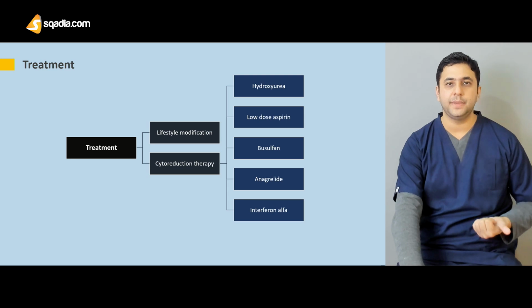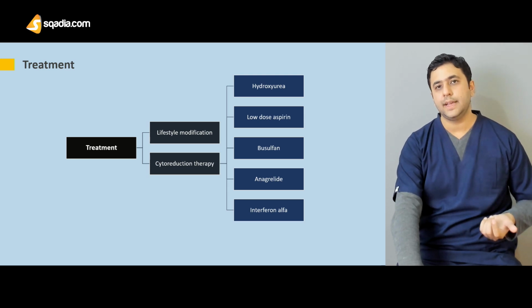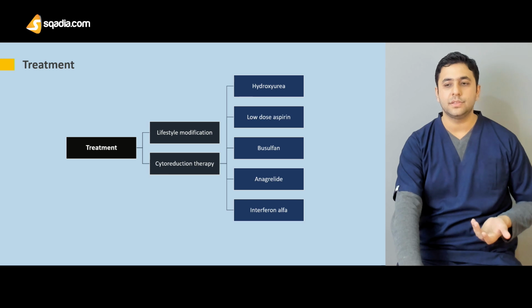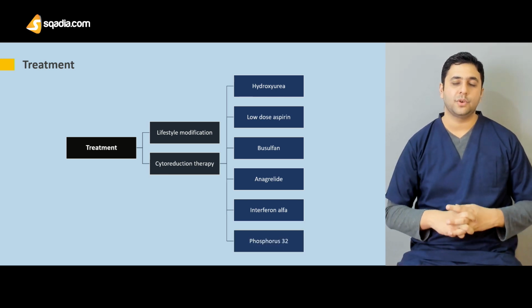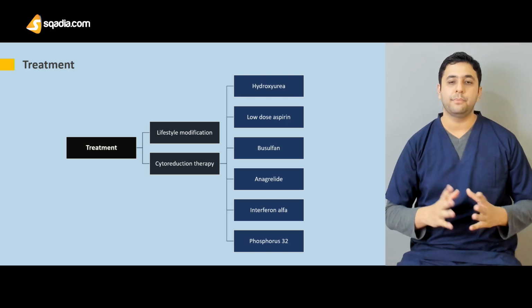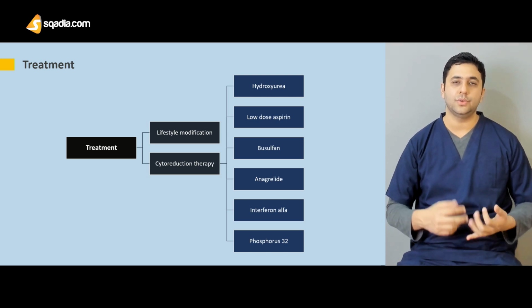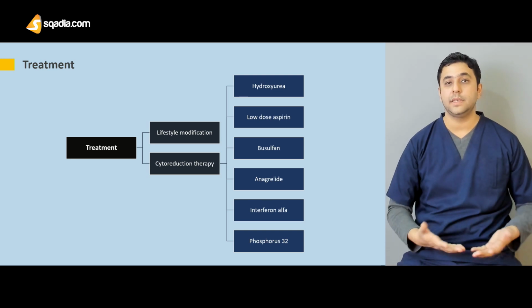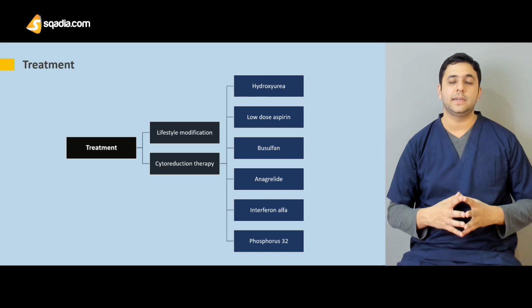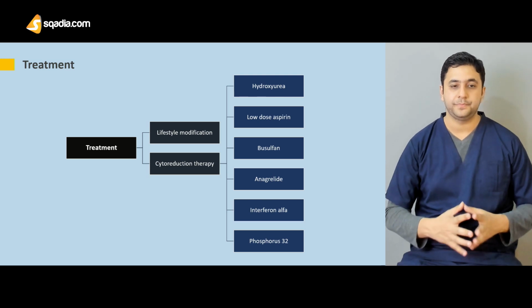Interferon alpha, or PEG interferon alpha, has also been used historically with mixed results. Similarly, certain phosphorus products like phosphorus P32 have also been used. So the important ones to keep in mind here are hydroxyurea, aspirin in low dose, or in certain high-risk patients we might have to increase the dose, and anagrelide, which is a platelet inhibitor, or megakaryocyte inhibitor.